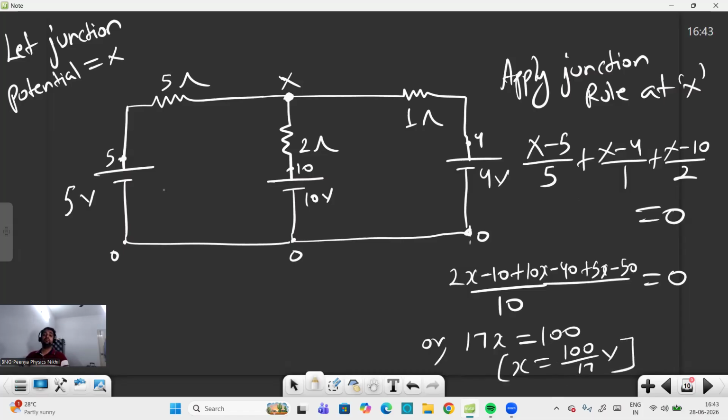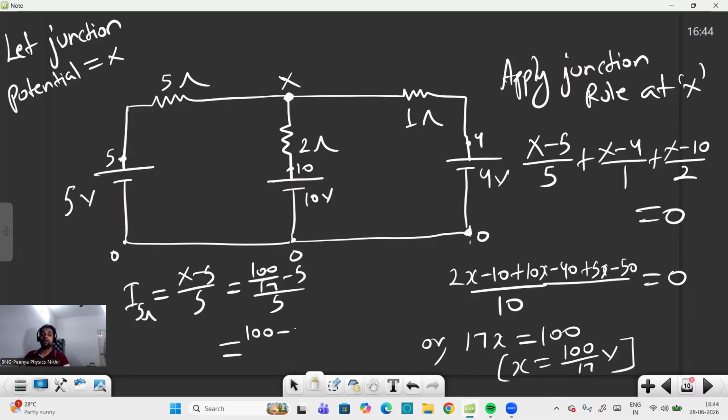Now, if in any branch you have to find a current, you can find it out. For example, in the 5 ohm resistor, if you have to find a current, the current in the 5 ohm resistor is potential difference X minus 5 divided by 5. So this is 100 by 17 minus 5 divided by 5. So it is 100 minus 85 over 17, which is 80.